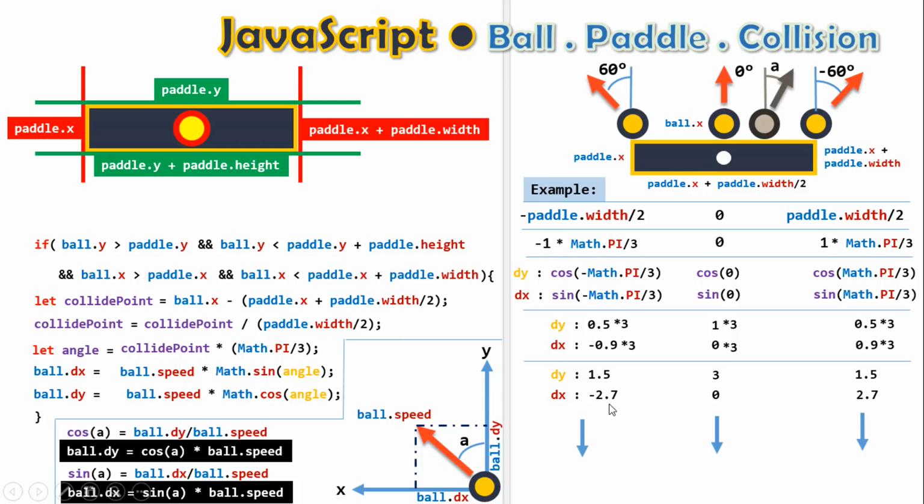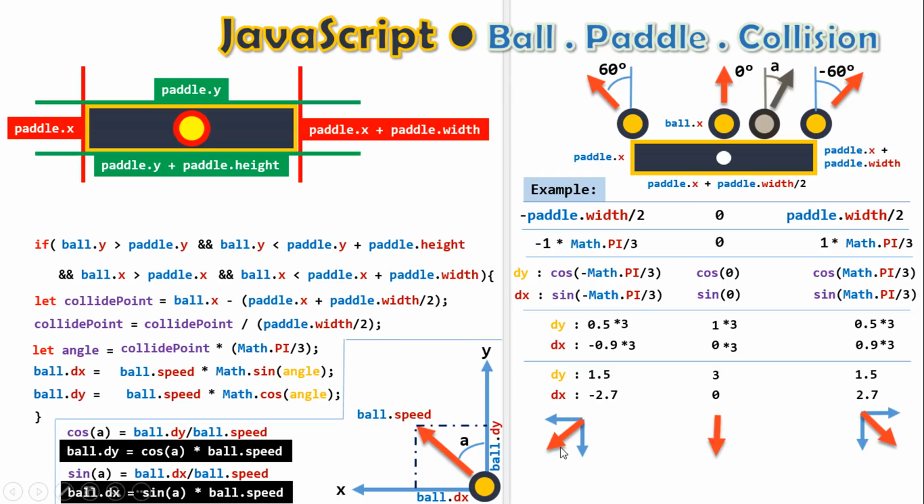So here we have minus 2.7, which means the ball is going to the left. 0, the ball is going nowhere on the x-axis. 2.7, the ball is going to the right on the x-axis. This will result in the ball going in this direction, and this direction, and this direction. So as you can see here, the ball is going in the opposite direction from this one here.